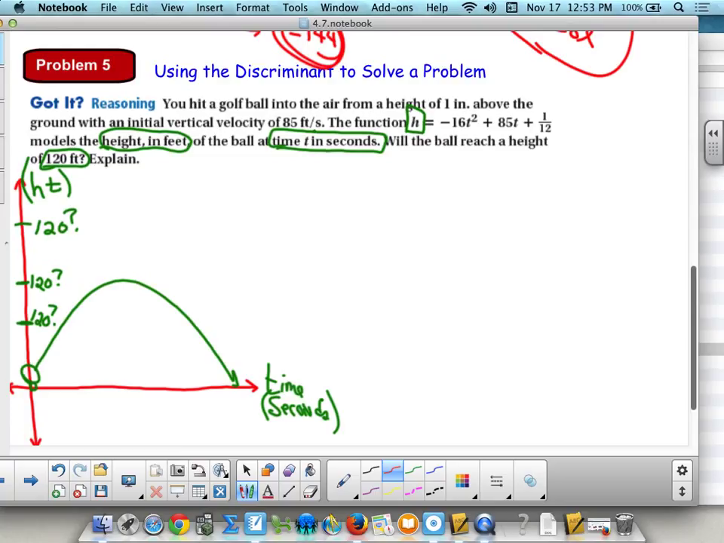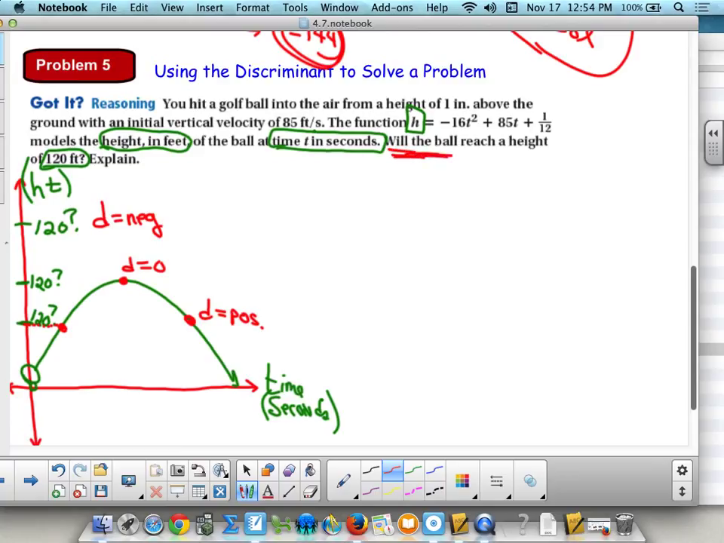Well, guys, here's the deal. Listen. If 120 is here, just watch this so closely. If 120 is here, tell me, did the ball ever reach this height? Not just once, but twice. What would the discriminant be if there's two solutions? The discriminant would be positive. But wait a minute. What if the 120 was here? And one, just one solution. What would the discriminant be? 0. Right? What if 120 is up here? There's no solution. So then the discriminant would be what? Negative.